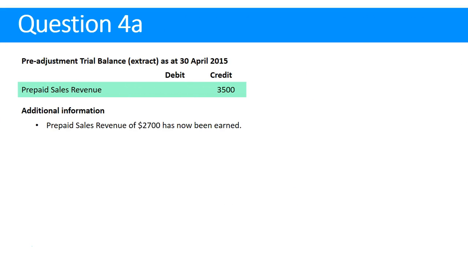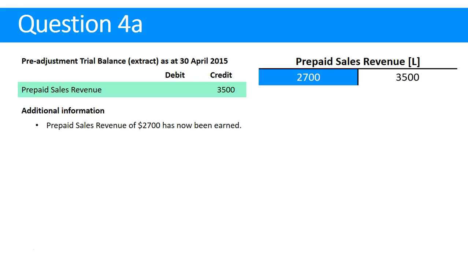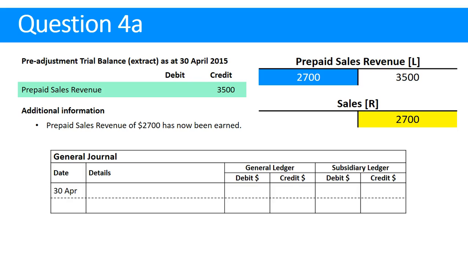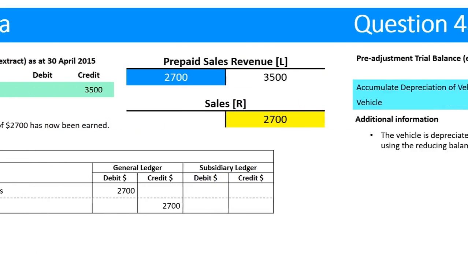The second piece of additional information, we've got a prepaid sales revenue account with $3,500 in it, and we've been told that prepaid sales revenue of $2,700 has now been earned. So that ledger now is sitting with a credit balance of $3,500. We take out what we've earned and we transfer that to our sales ledger. So in the general journal, we'll do a debit to prepaid sales and a credit to sales of $2,700.